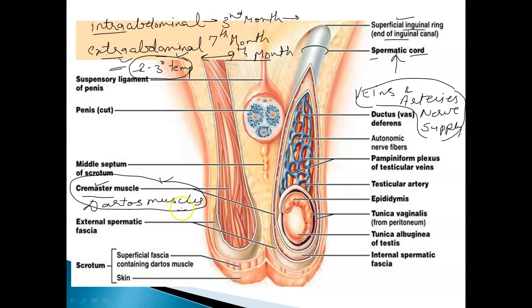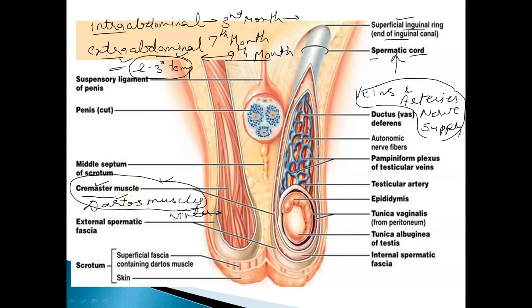How? In winters, when the temperature is very cold, the dartos muscles and cremaster muscles contract. So they take the scrotum close to the abdomen, so that the testes get enough warmth. In summers, when the body temperature is a little higher, they relax and shift the scrotum away from the abdomen. So whether it is close to or away from the abdomen depends on the season. The dartos muscle and cremaster muscles help in regulation of temperature.